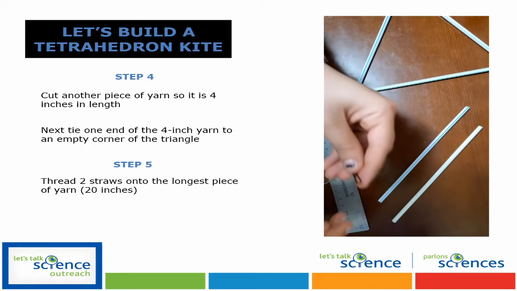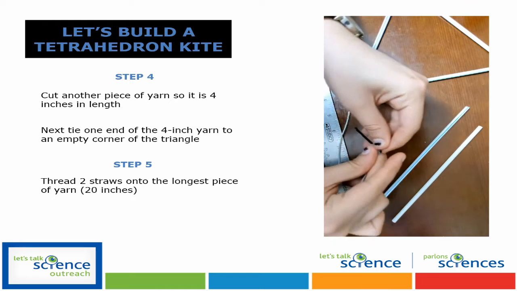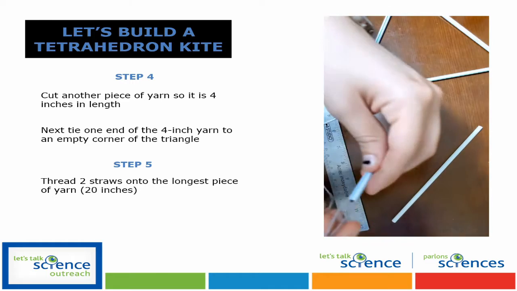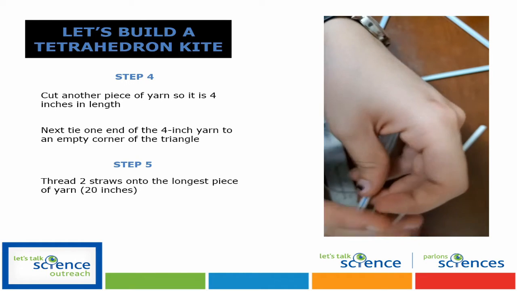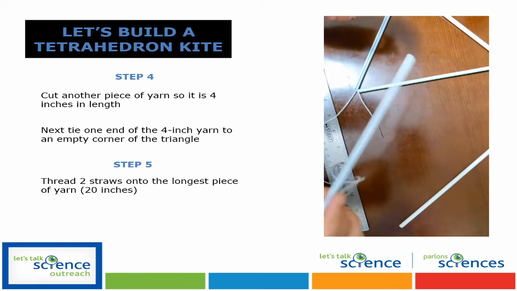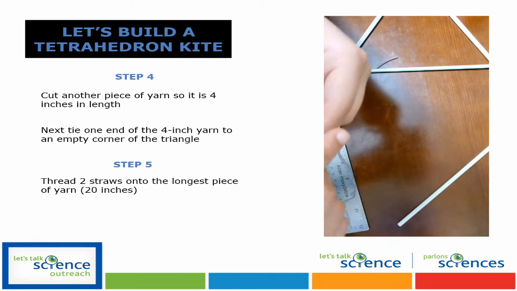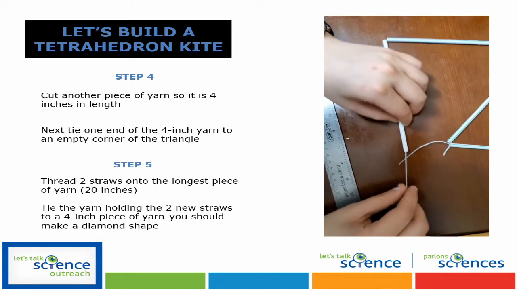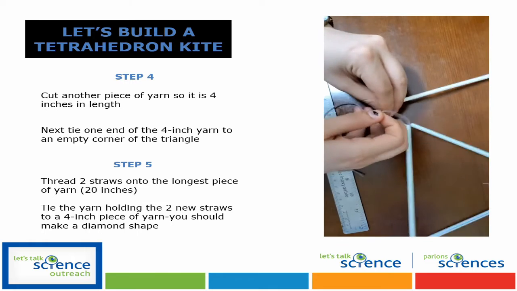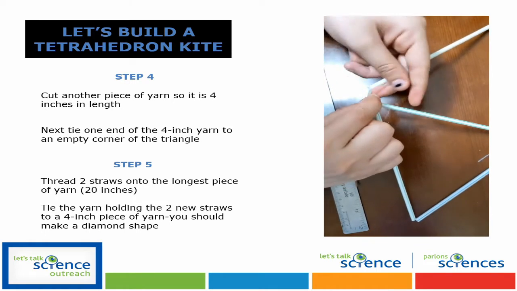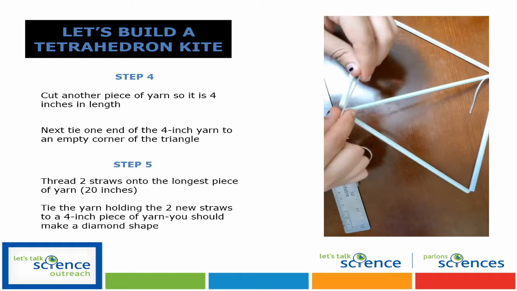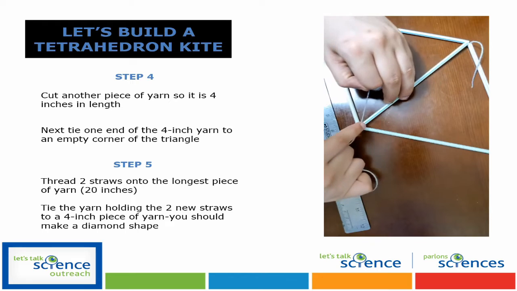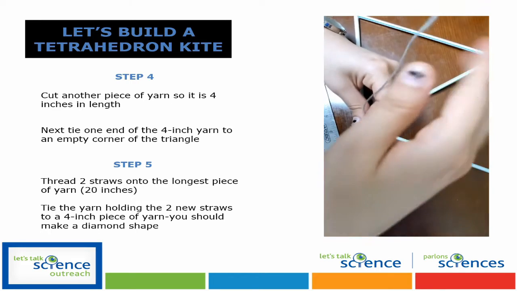Grab 2 straws and we're going to thread the straws onto this piece of yarn. Again, feel free to use a bobby pin if you find that easier. Once you have your 2 straws on, tie the yarn holding the 2 new straws onto a 4-inch piece of yarn. You should be making a diamond shape shown here. Again, make sure that all your knots are nice and tight.